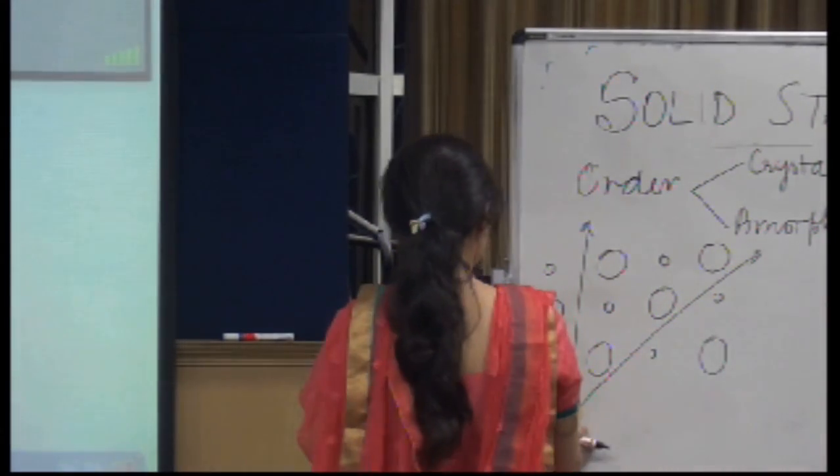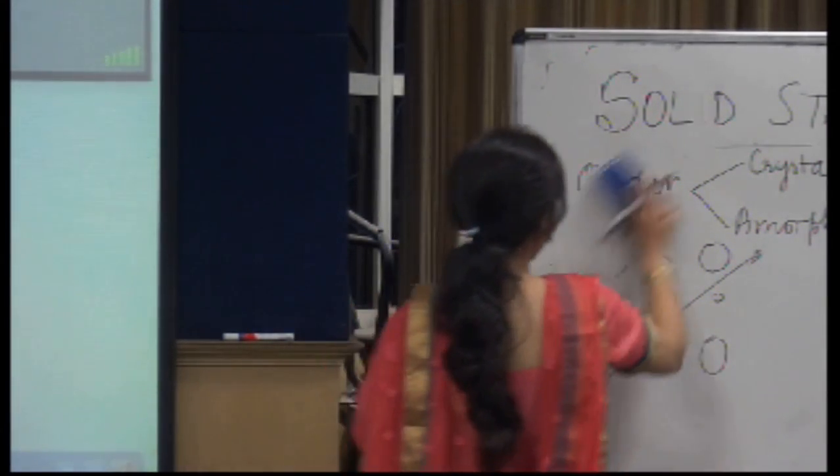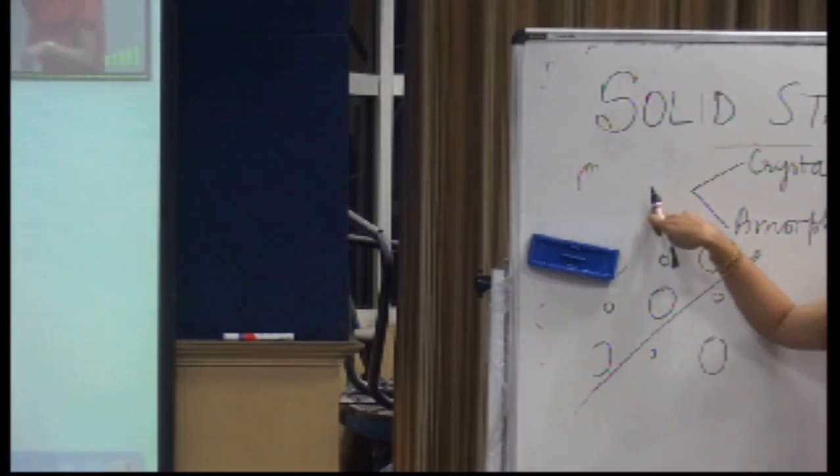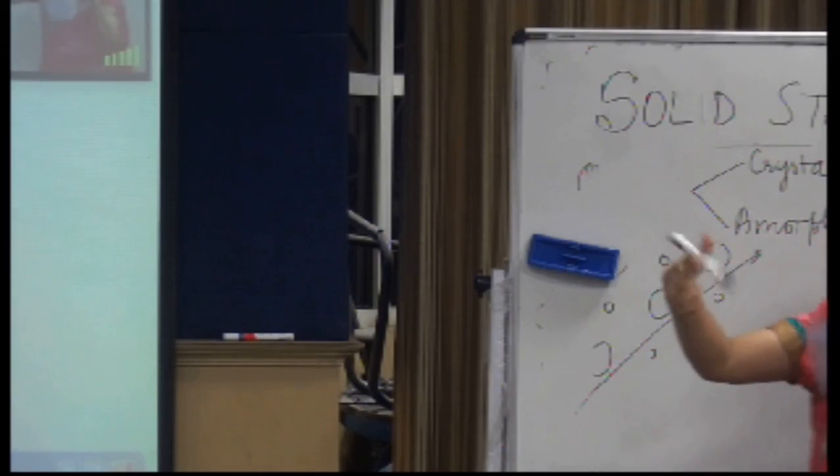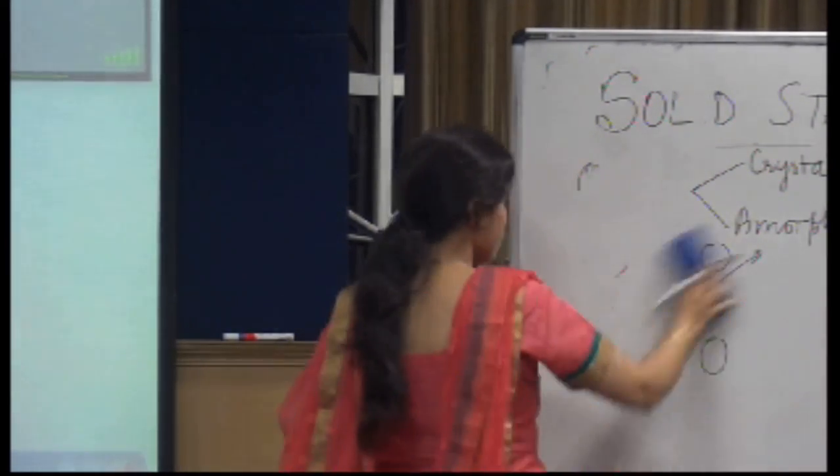Okay, so now after talking about this, we can talk about other types of solids. This was based on the order. You have crystalline solids and amorphous solids. Just recap the differences on your own in your mind.